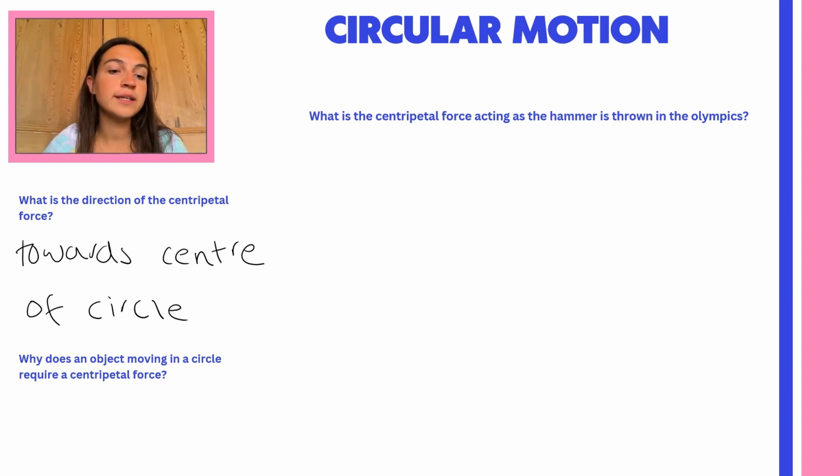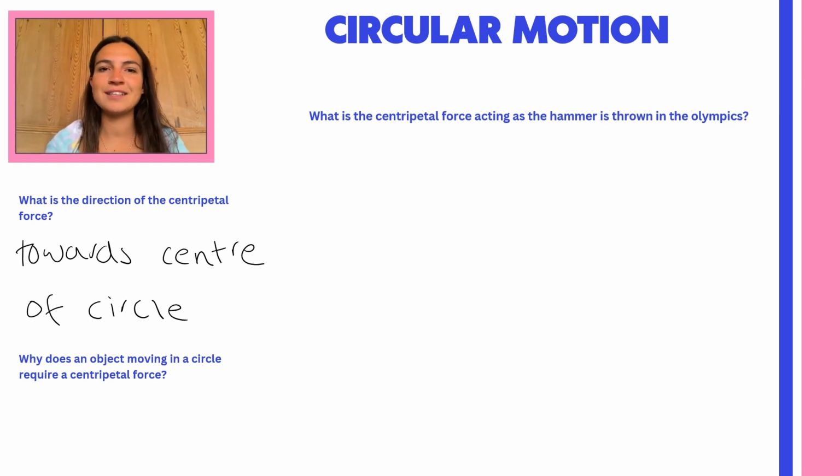Okay, next question. Why does an object moving in a circle require a centripetal force? We need to know that in order to move an object around in a circle, you need to be applying a resultant force to that object. Why? Because that object, by moving around in a circle, is indeed accelerating. And by that we don't mean that it keeps changing the speed that it's moving at. That is simply to do with the fact that it keeps changing direction as it moves round.